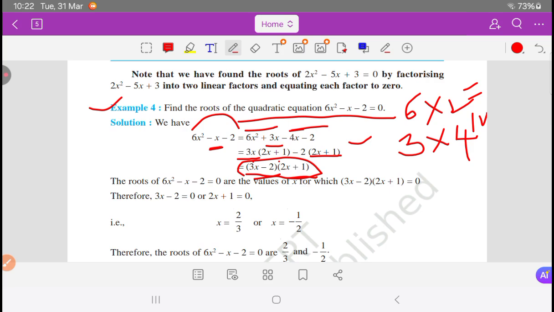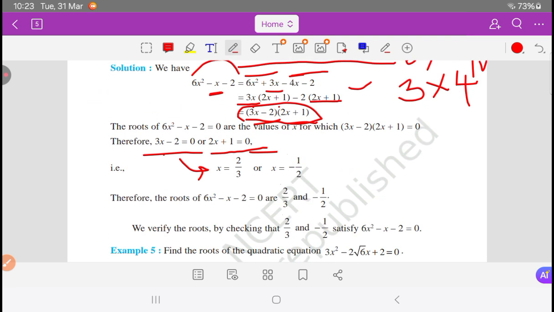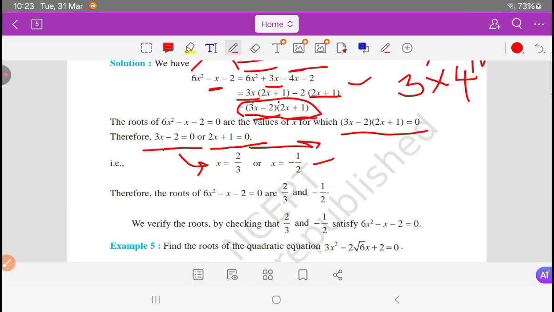Then you equate it to 0 because it is a quadratic equation. So like this. Then you write the individual equations: 3x minus 2 equal to 0 and 2x plus 1 equal to 0. From this you will get x equal to 2 by 3. From this you will get x equal to minus 1 by 2. Therefore, the roots of the equation 6x square minus x minus 2 are 2 by 3 and minus 1 by 2.